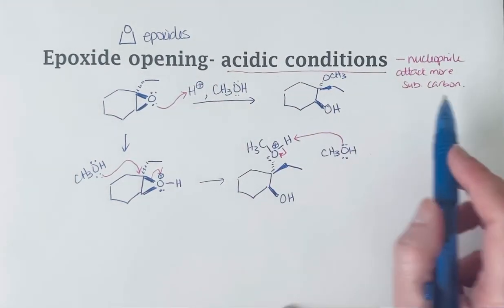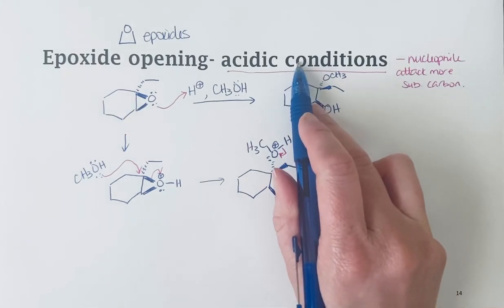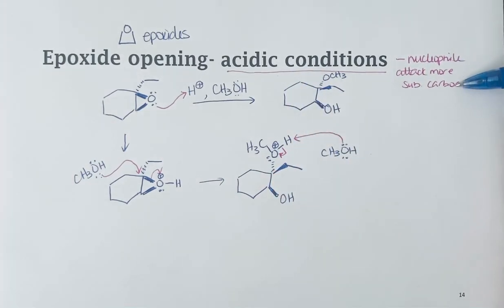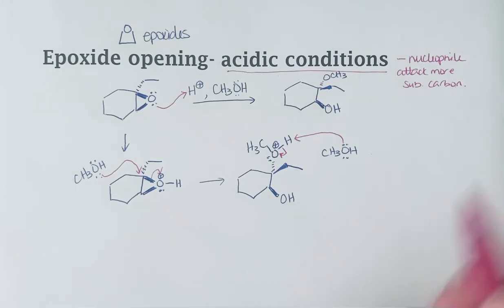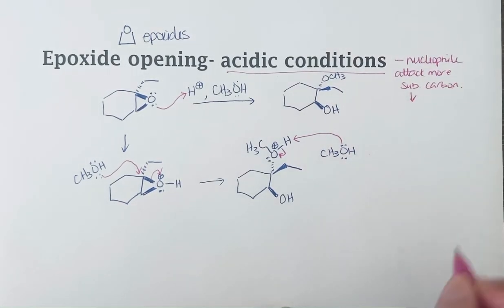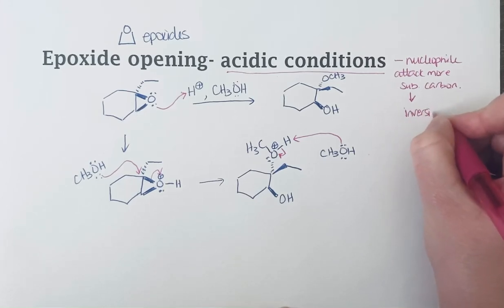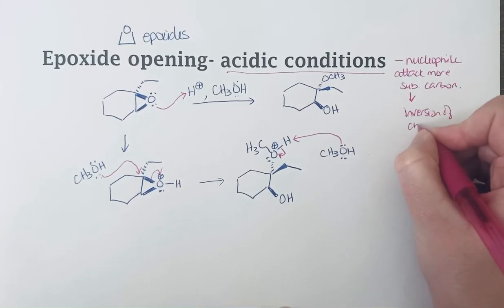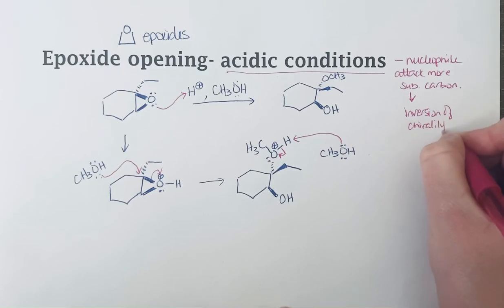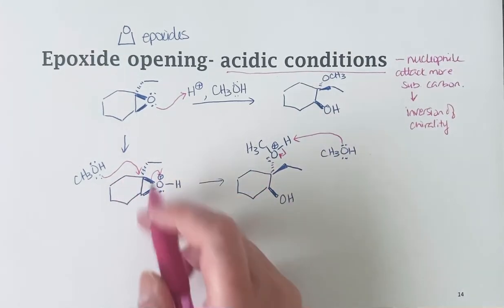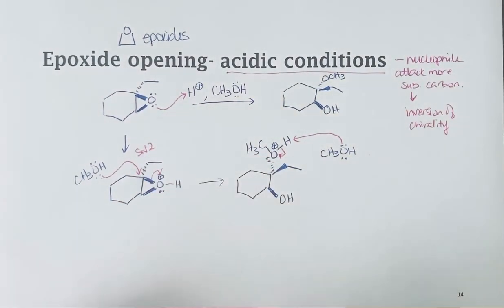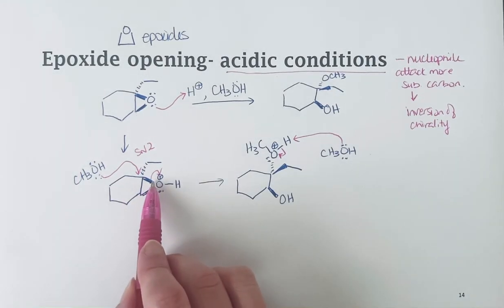So the key thing here with acidic conditions is that your nucleophile is attacking the more substituted carbon. And at that more substituted carbon, if you had a chiral center, you will see inversion of chirality. And that is because this attack is an SN2 attack, and so it's going to approach from opposite the leaving group.